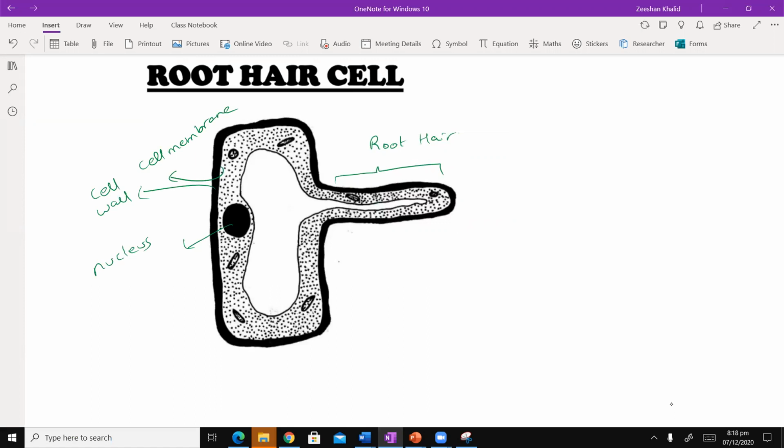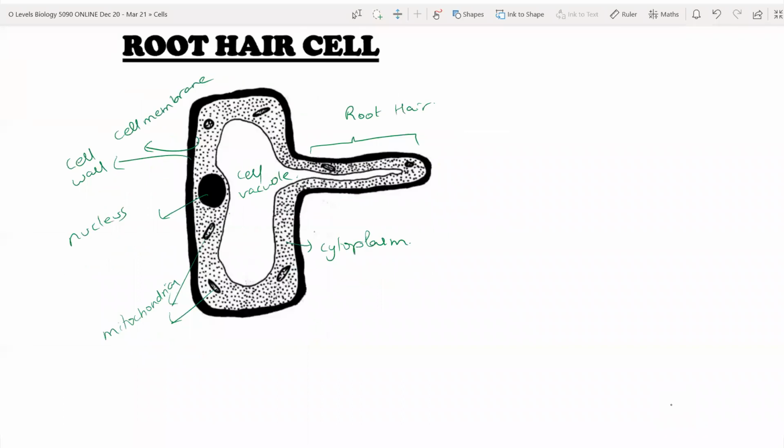And then you can see lots and lots of mitochondria, and we will talk about why there are lots and lots of mitochondria present in the root hair cell. And this thing on the inside is the cell vacuole, of course, filled with cell sap. We talked about this the other day. Then, of course, you have the cytoplasm. Oh, there's one very important thing that plant cells are supposed to have that the root hair cell does not have. Can anybody tell me what that is?